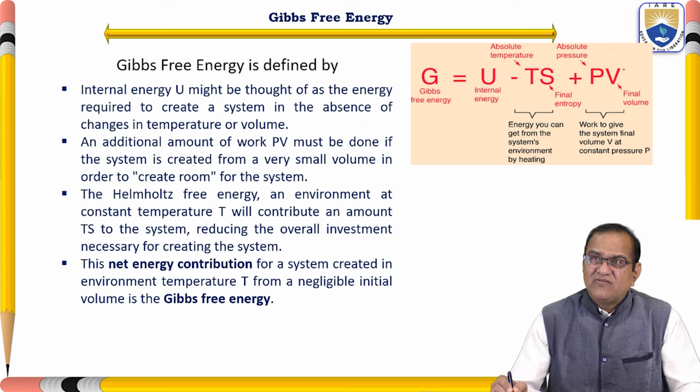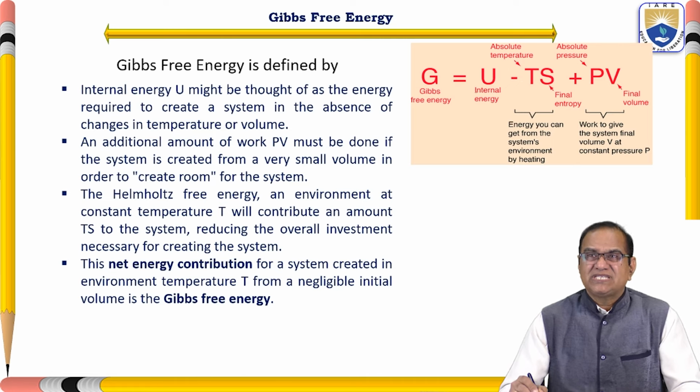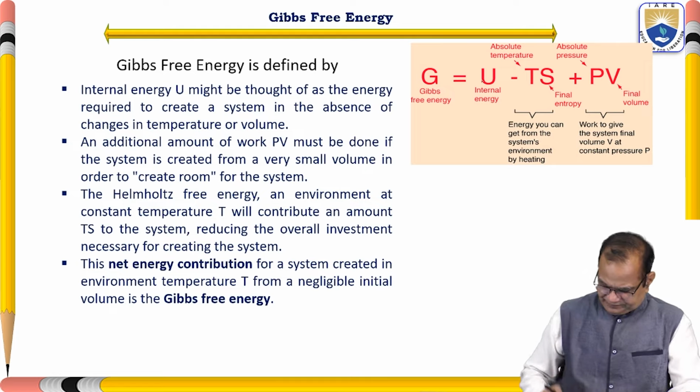When the volume is very small, approximated to zero, the work is zero, and at that time G is equal to U minus TS. So this is called the Gibbs free energy, and this is very useful for calculating the real effect of energy.